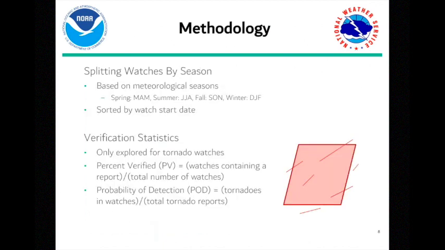To split watches by season, we used the meteorological definition of seasons, and the watches were sorted by their start date. For the verification statistics, we've so far only explored this for tornado watches, but it includes percent verified, or PV, which is equal to the watches containing a report divided by the total number of watches, and then probability of detection, or POD, which is equal to the tornadoes found in watches divided by total tornado reports. Both of these are on a yearly scale.